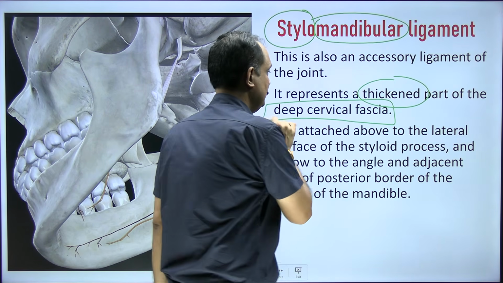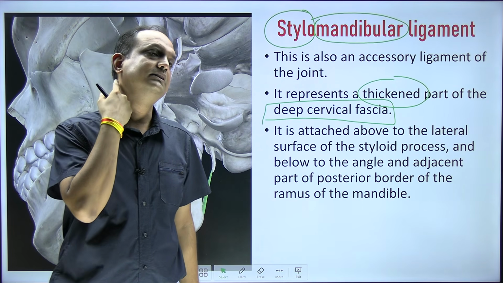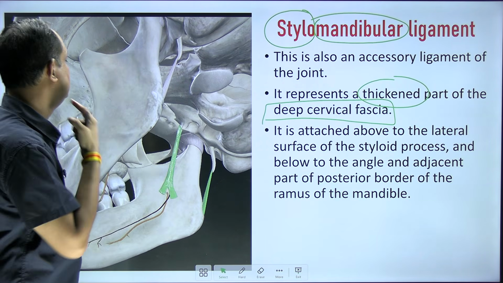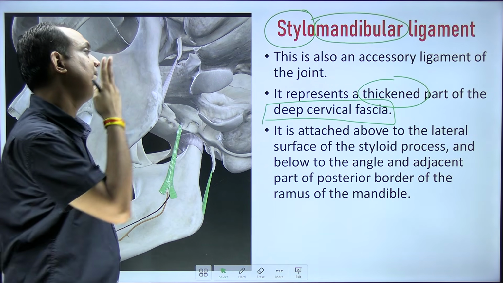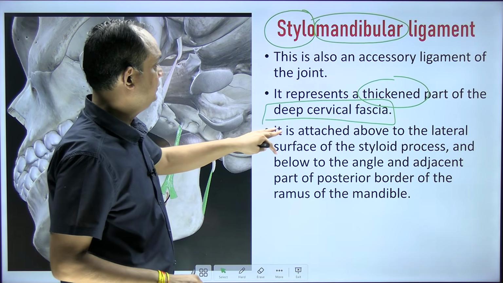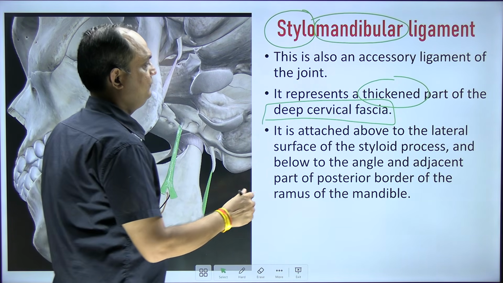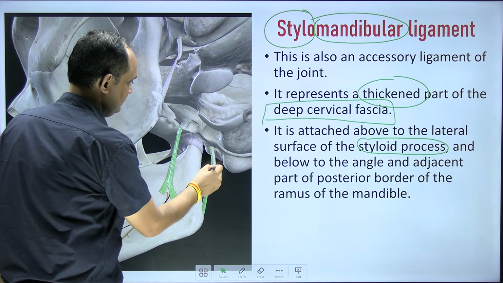deep fascia. You know that there is an investing layer of deep cervical fascia, and as soon as this investing layer approaches the base of the mandible, it splits, and the deeper part of this fascia forms the stylomandibular ligament. It attaches above to the lateral surface of the styloid process. Here you can see the styloid process.